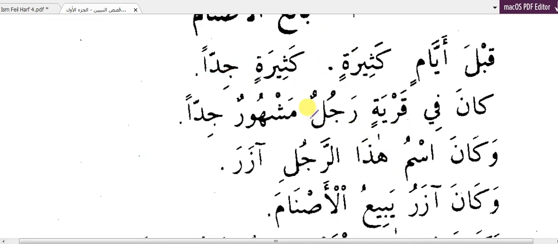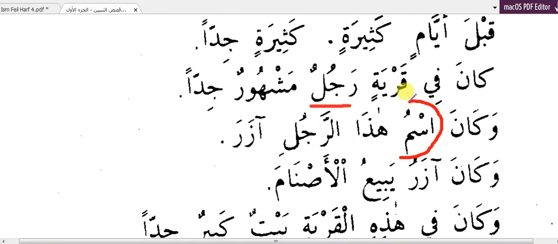Let me find the muzakkar also. Rajulun is muzakkar. Why is rajulun muzakkar? Rajulun is muzakkar because of two reasons. First, it doesn't have any sign of muannas on it, and the other reason is that rajulun is only for showing the male. Rajulun is only specialized for male. Okay, so here mashhurun is also muzakkar. Why? Because it doesn't have any property of muannas on it. Ismu is also muzakkar. Why? Because it doesn't have any property of muannas on it.